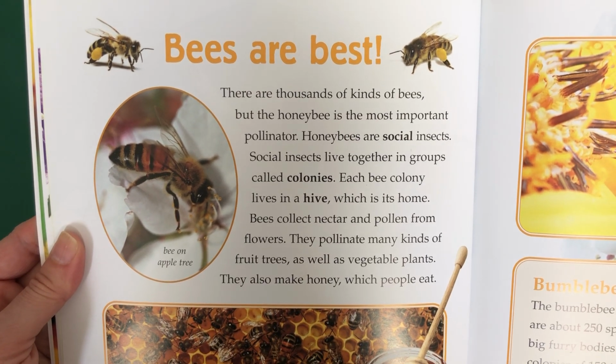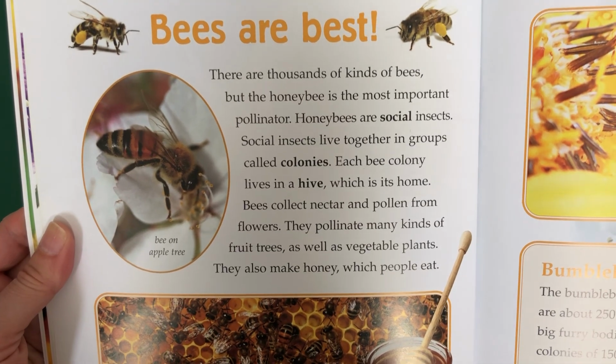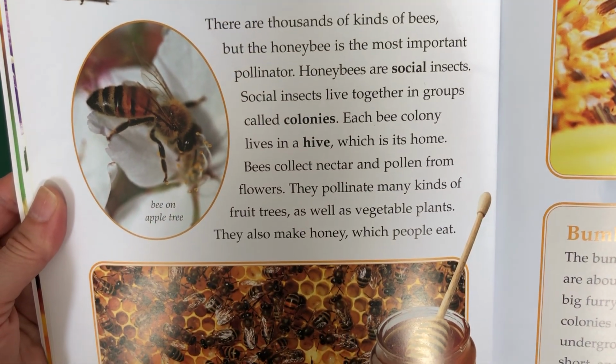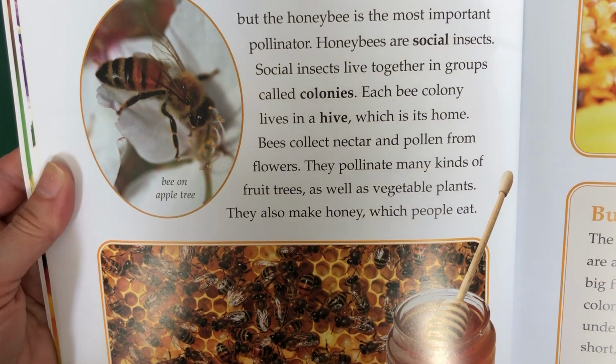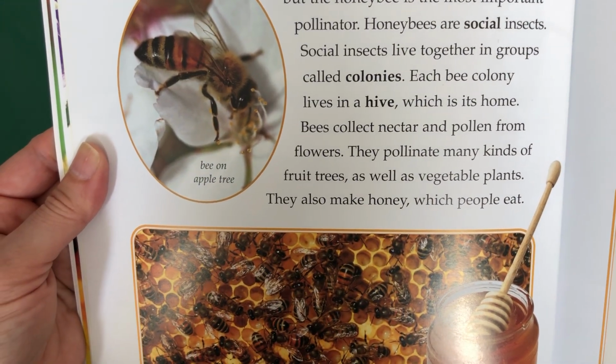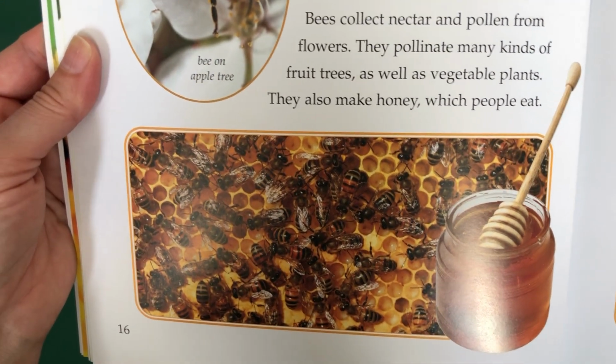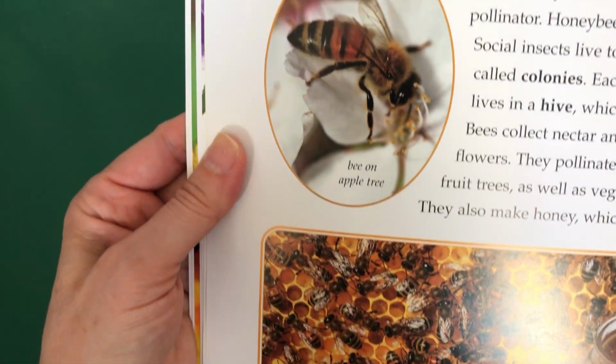Bees collect nectar and pollen from flowers. They pollinate many kinds of fruit trees as well as vegetable plants. They also make honey, which people eat. Bee on an apple tree.